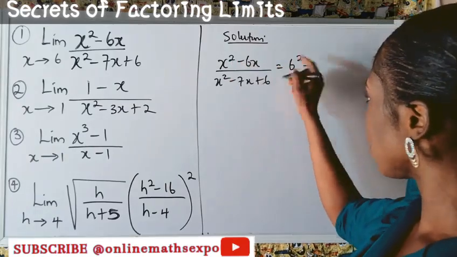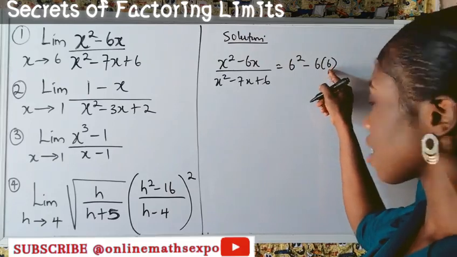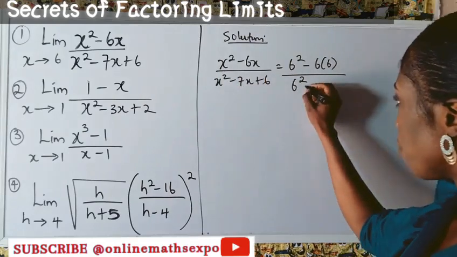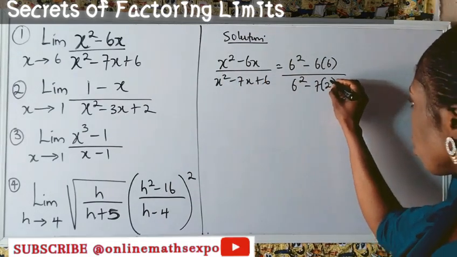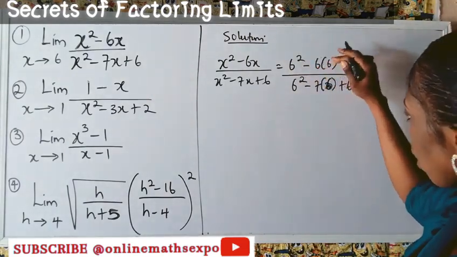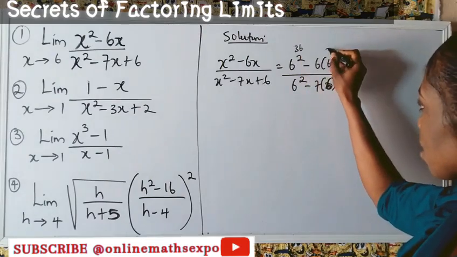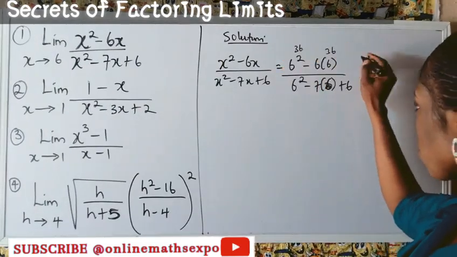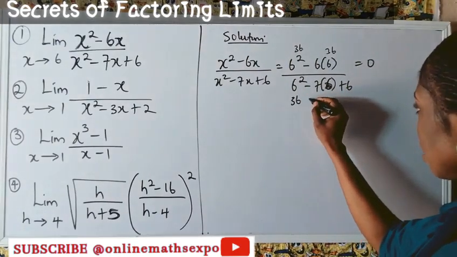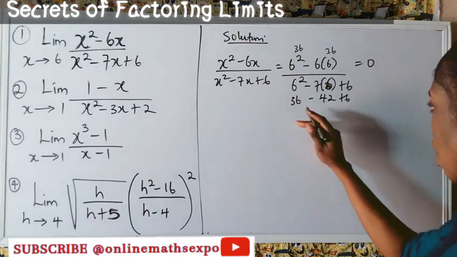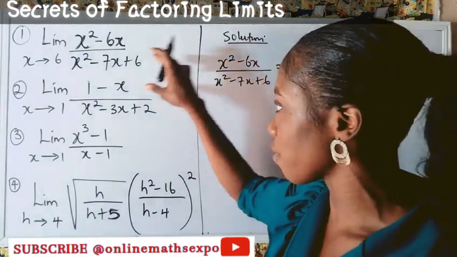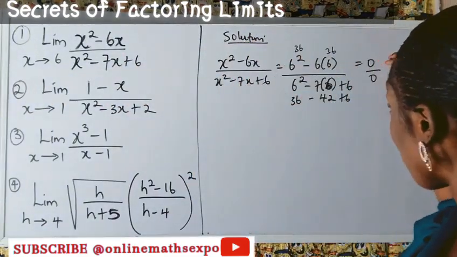Now let's put in the value of x as 6 here, and that will give us 6 squared minus 6 times 6, all over 6 squared minus 7 times 6 plus 6. Now if you simplify the numerator, this will give us 36 and this will give us 36, so that when you subtract, it gives you 0. For the denominator, this will give us 36 minus 42 plus 6. If you add it up, it also gives you 0. So for directly plugging in the value of x as 6, you notice we have 0 over 0.